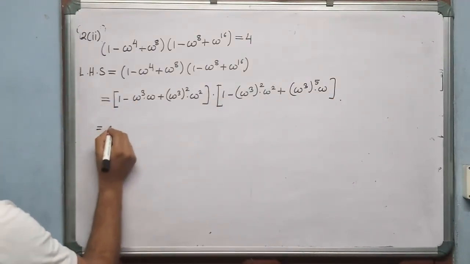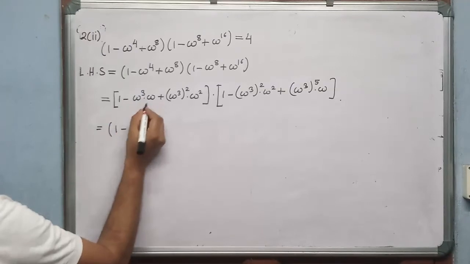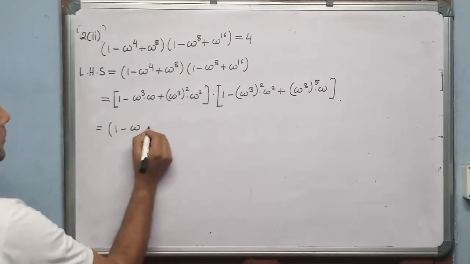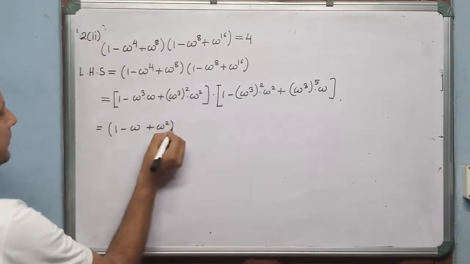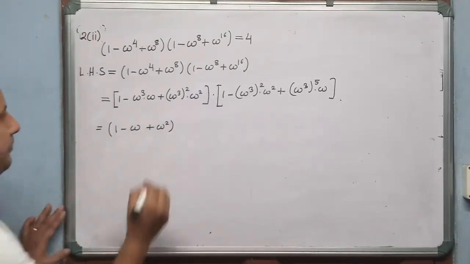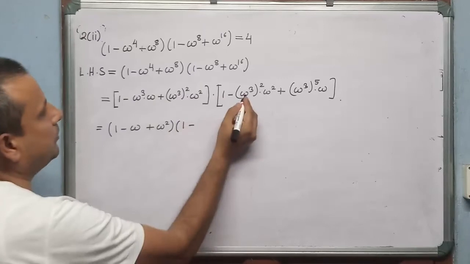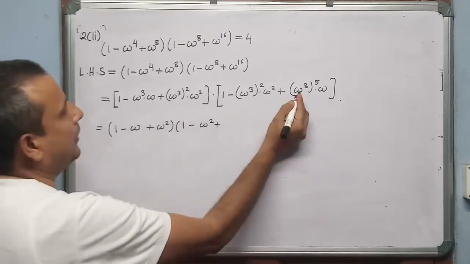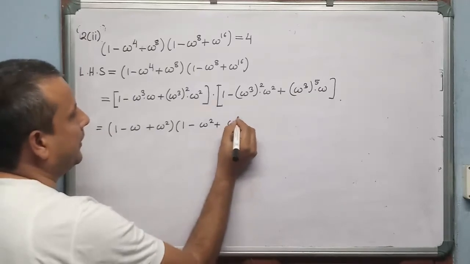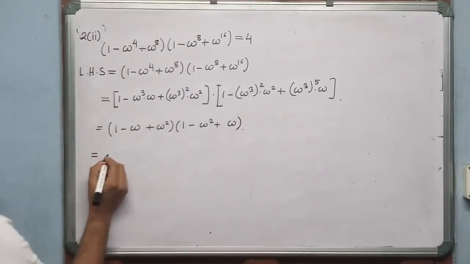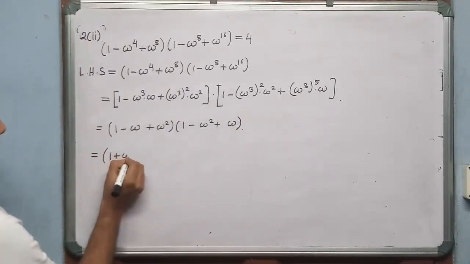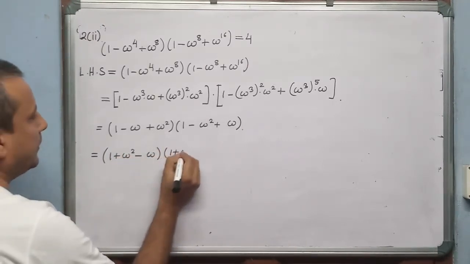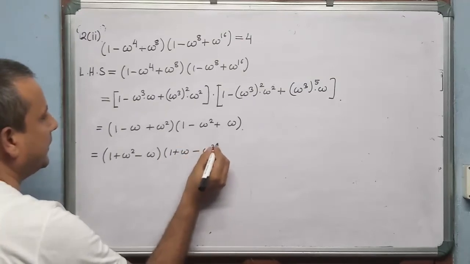The value of omega cubed is 1. 1 minus omega cubed is 1, into omega, it is omega. Omega cubed is 1, 1 squared is 1, 1 into omega square is plus omega square. Then 1 minus omega cubed is 1, omega square plus 1 to the power 5 is 1, it is omega. Now I'll write the positive quantities together: 1 plus omega square minus omega, into 1 plus omega minus omega square.